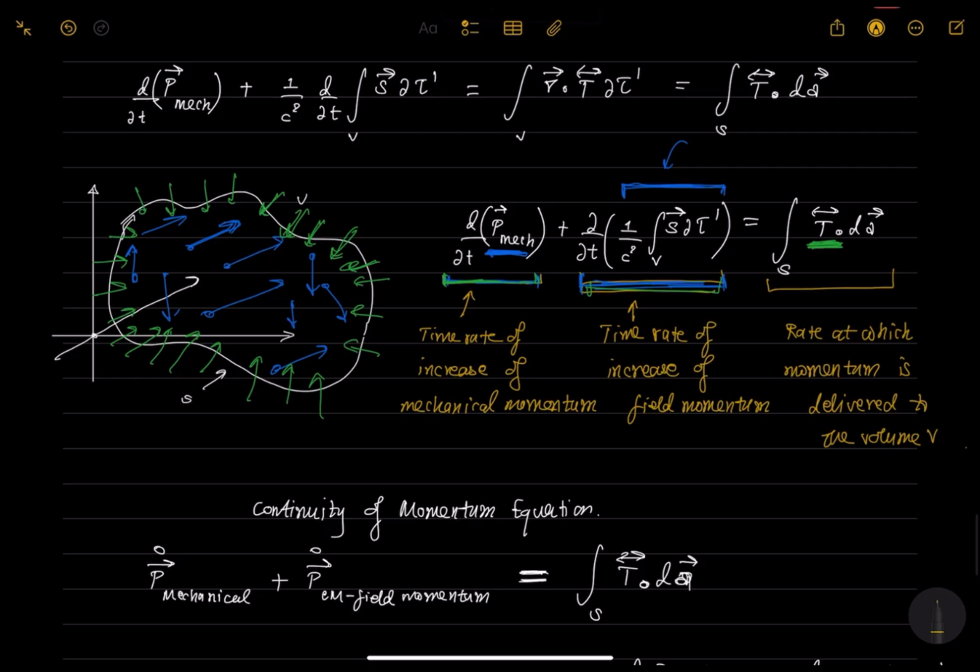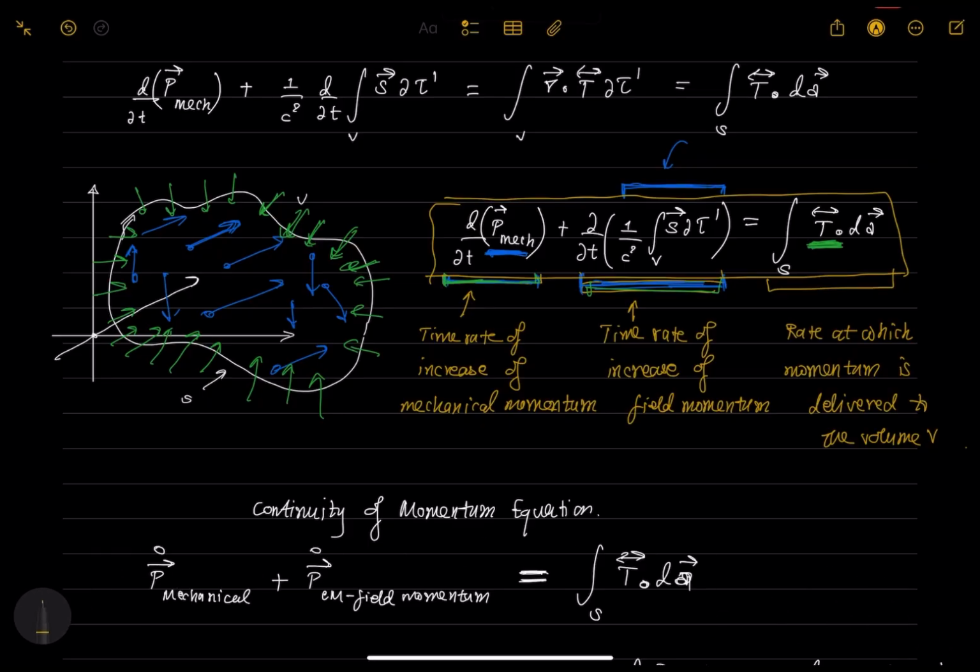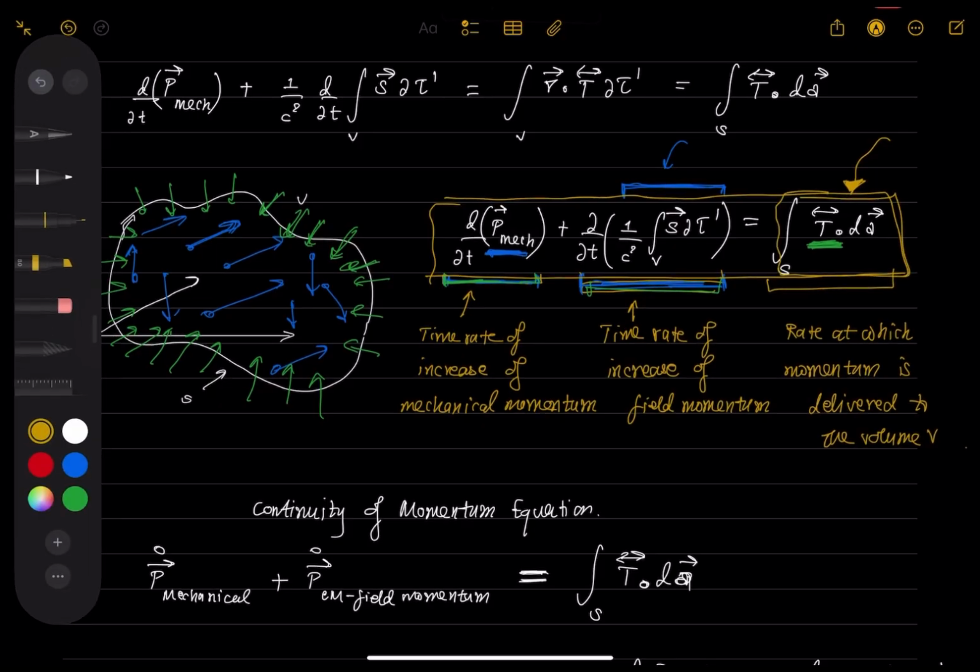And this is the continuity equation that's fundamental to understanding how momentum is stored in particles as well as the field, right? And how the total momentum that's stored inside a volume V changes, right? The surface integral term is as if something's coming inside or going outside of the surface, right?